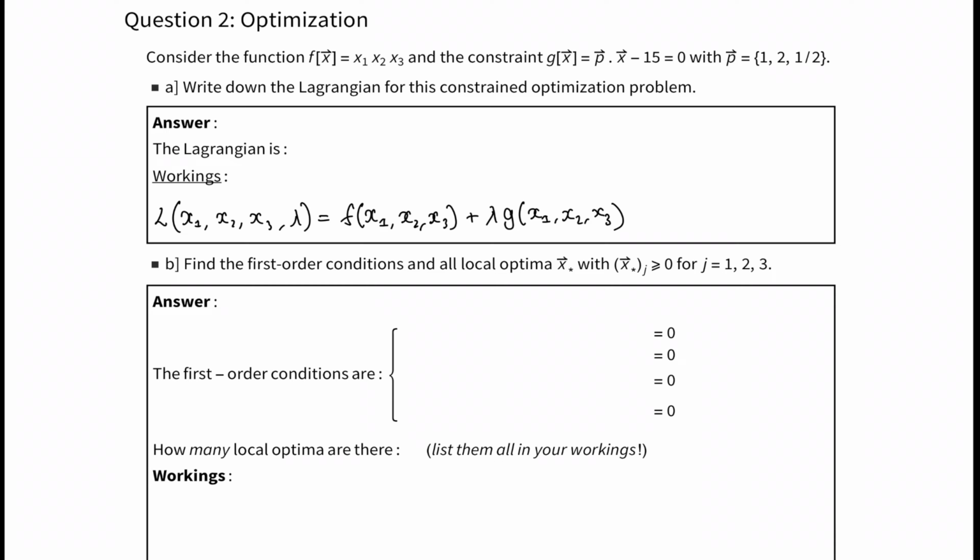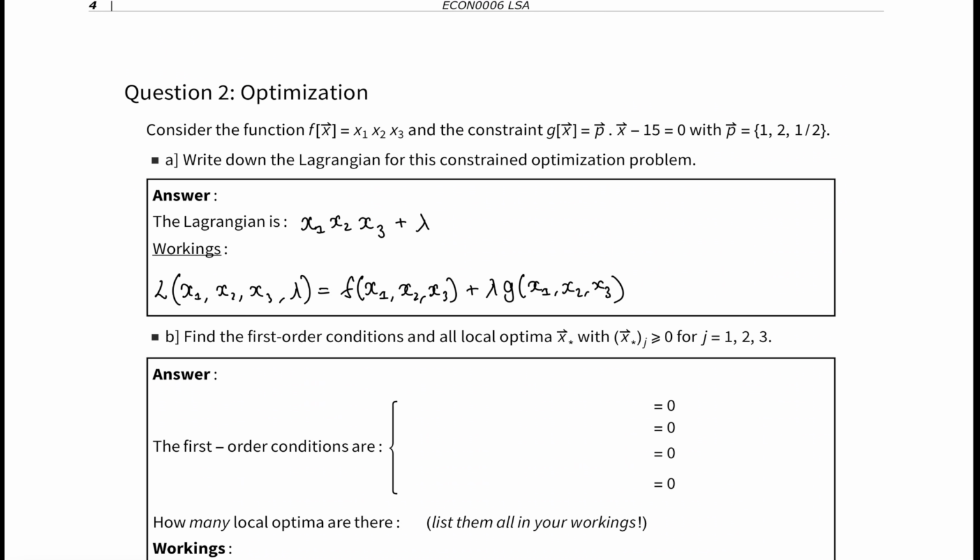Cool. So if we now write that, this function is just x1 multiplied by x2 multiplied by x3, and we're adding to that lambda multiplied by this function. We can write this function in a different way once we dot these two vectors together. When we dot them together, we get x1 plus 2x2 plus a half x3. So our constraint becomes 15 minus x1 minus 2x2 minus a half x3. So that's part A done.